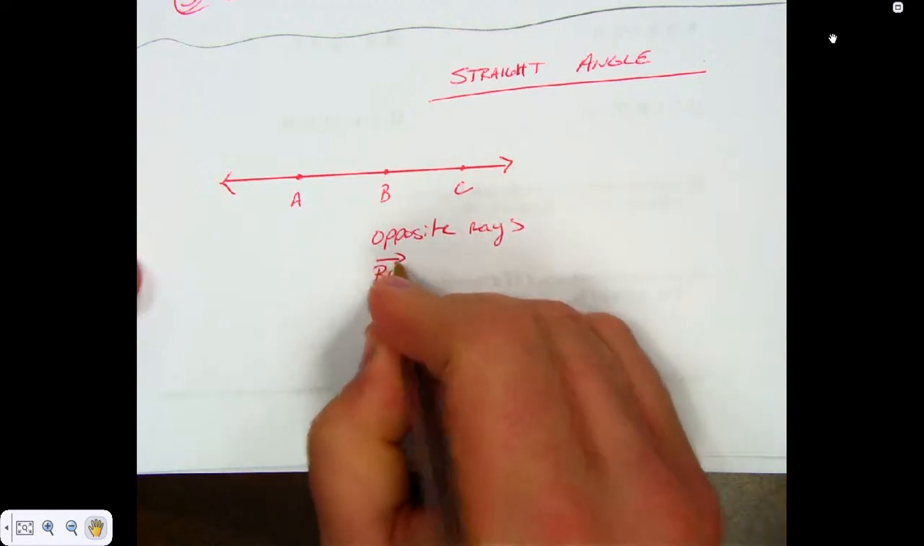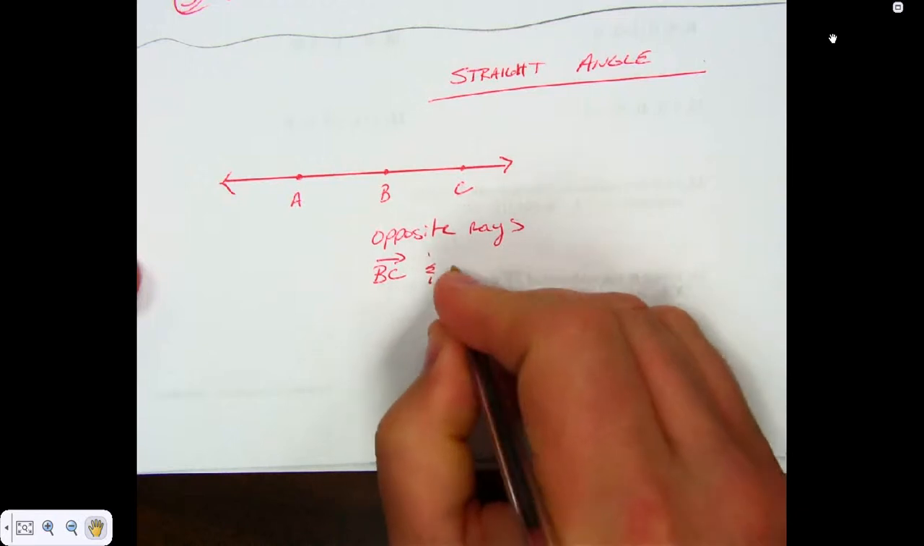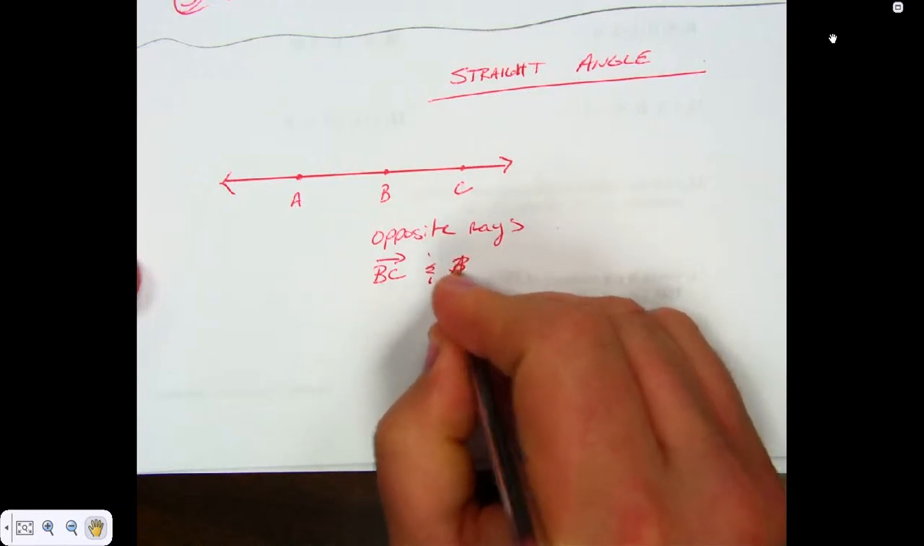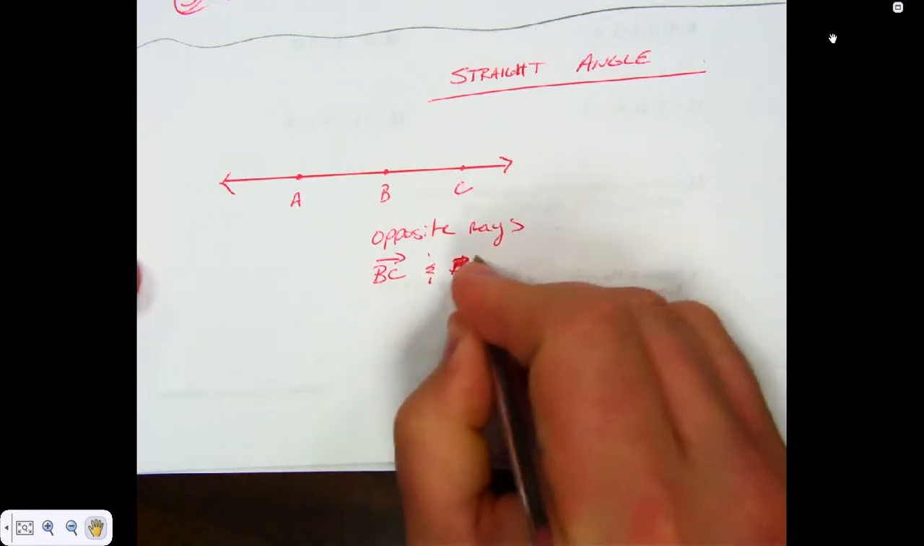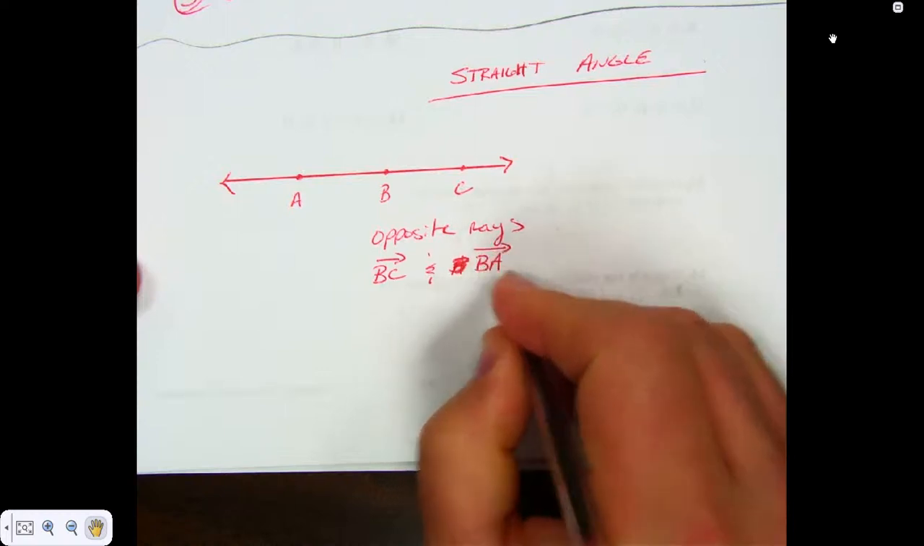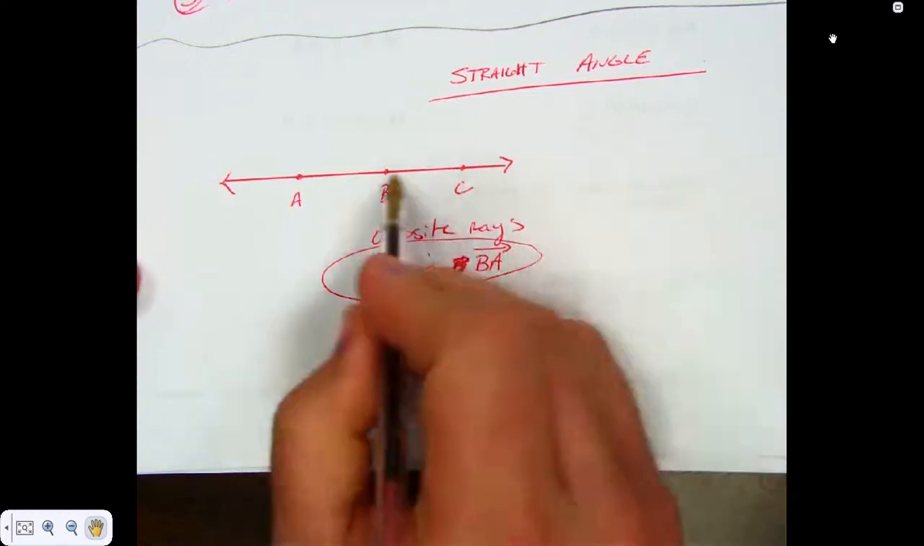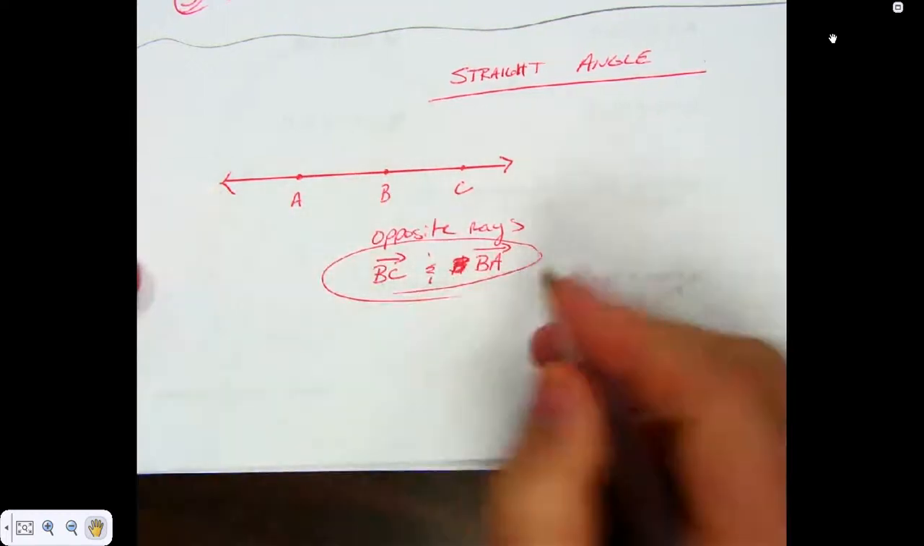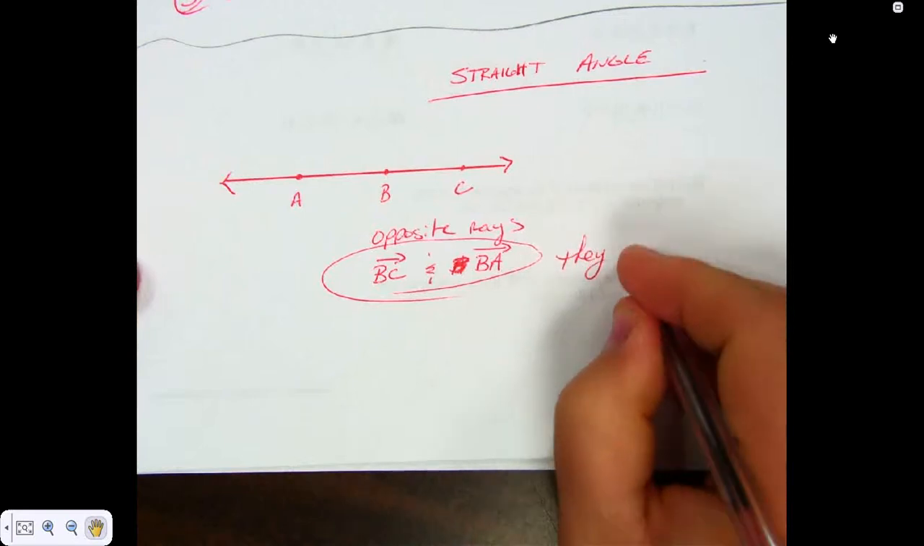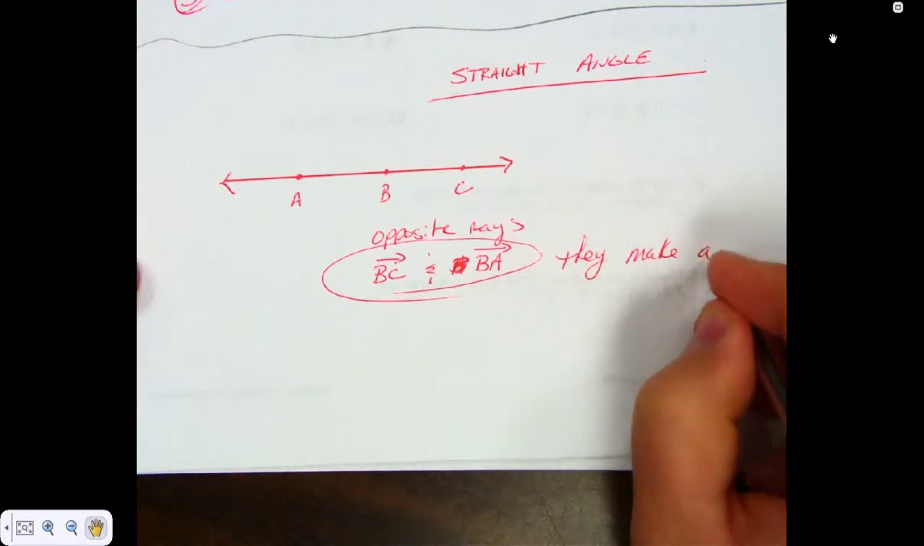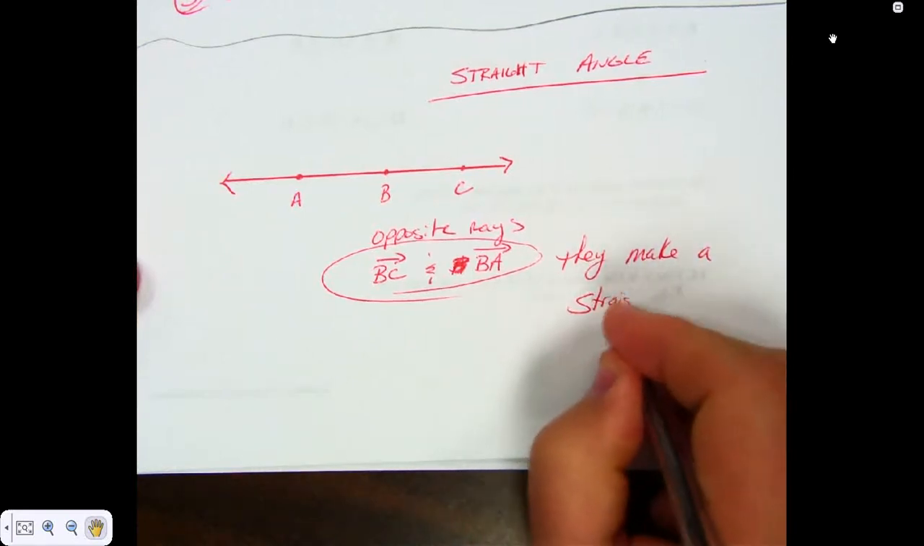Ray BC, and ray what? What other ray? BA are opposite rays. Why? Because they go directly the opposite direction from each other and they make a straight line.